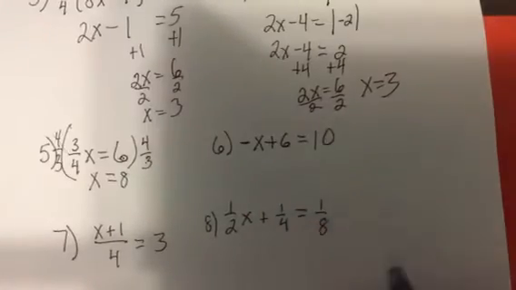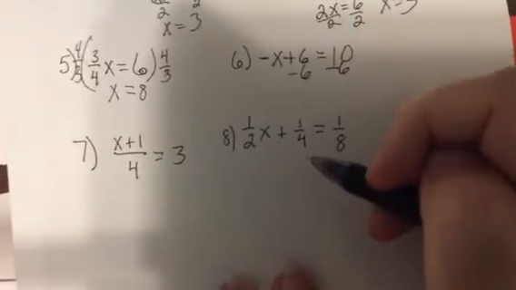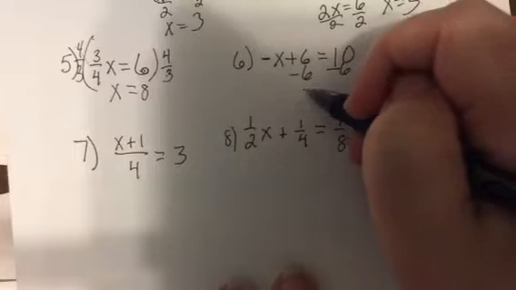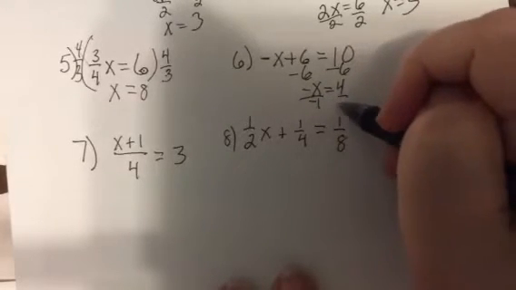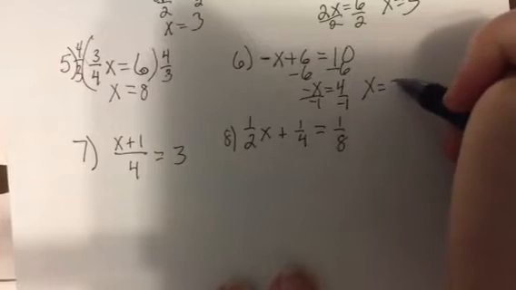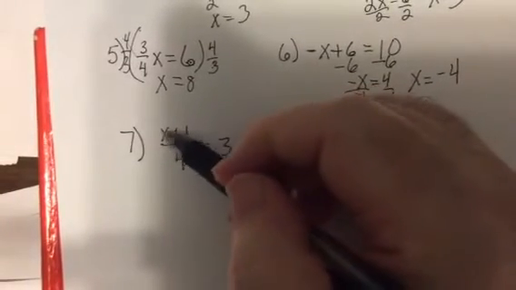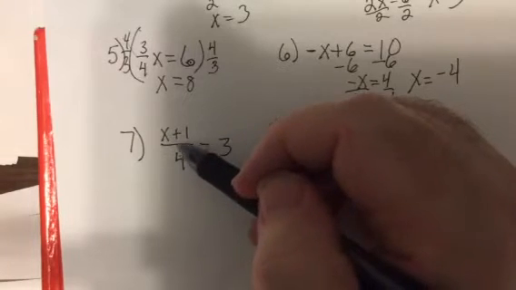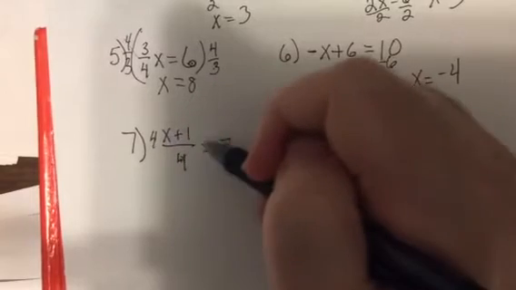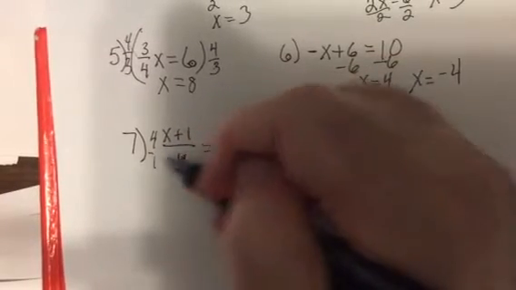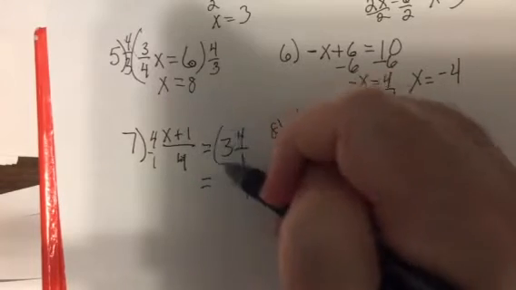Oh, we're cranking now. Here we want to get the x term by itself. So you subtract the 6. -x equals 4. Take the opposite. So x equals -4. Now, whenever you have several terms over a number, just multiply both sides by this number. So I'm going to multiply by 4. So this would be 12.